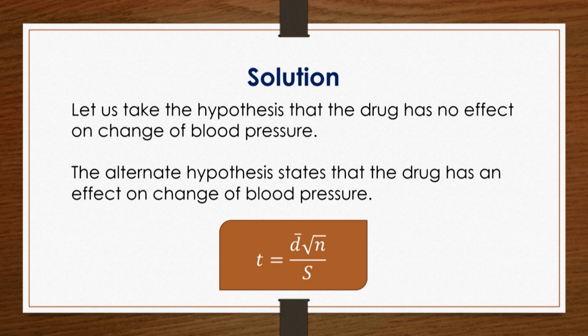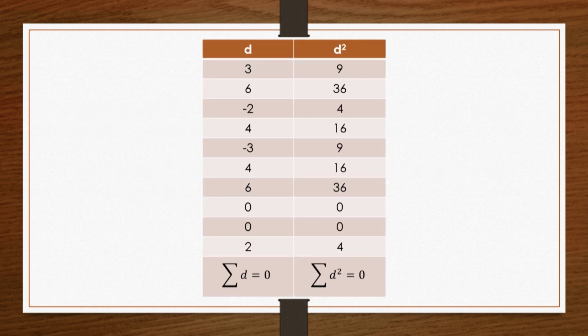Solution. Let us take the null hypothesis that the drug has no effect on change of blood pressure. So we can take the alternate hypothesis as that the drug has an effect on change of blood pressure. So the values are given here. The summation d and summation d square is summed up.